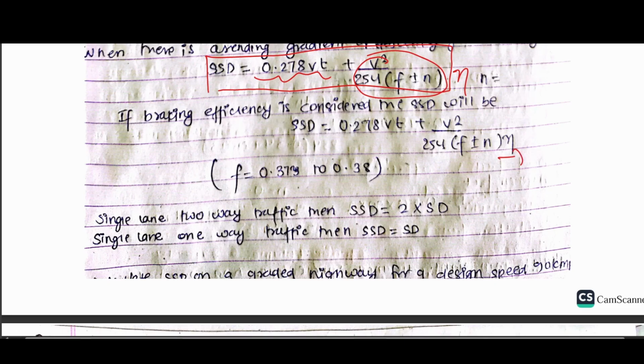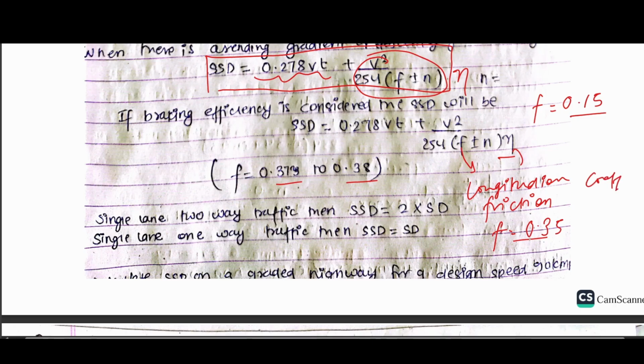So in this condition, this f is the longitudinal friction. The value of f will be near about 0.35. The range is given here, but we generally take 0.35. Don't be confused about f in the previous case where we used to assume 0.15. That was the lateral coefficient of friction. This is the longitudinal coefficient of friction. That's why f equals 0.35. So please don't be confused about it.